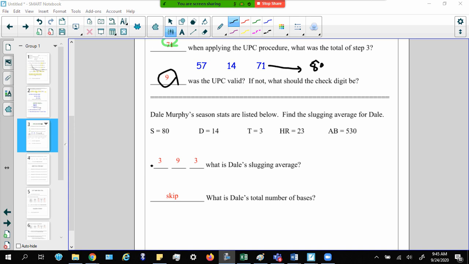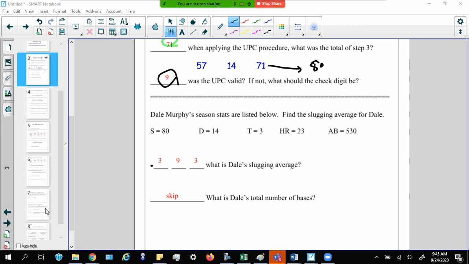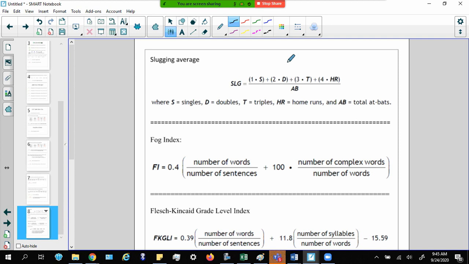All right, the next question deals with Dale Murphy's season stats. So here we have Dale Murphy. Here's his season stats. What we have to do is use the slugging average formula, which is this guy right here.